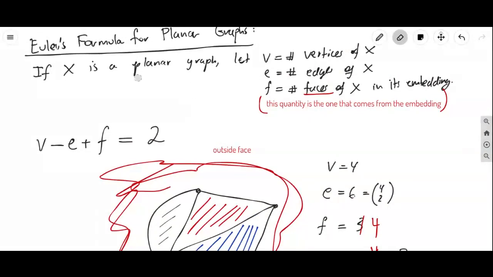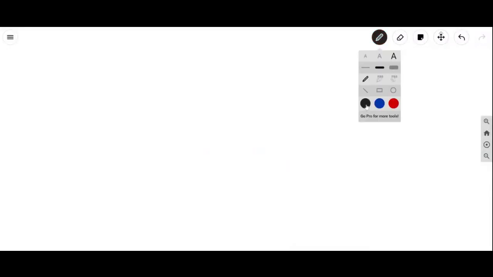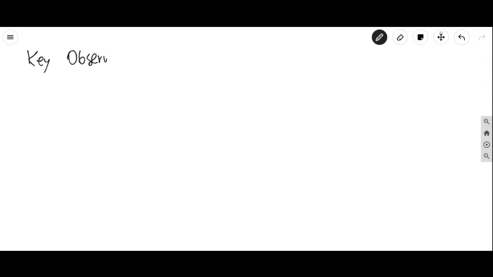Okay, so now let's explain why this formula is correct by relating it to our previous discussion from last class. And you will see a nice explanation where the 2 comes from and why you have to include the outside face. So here's the key observation.